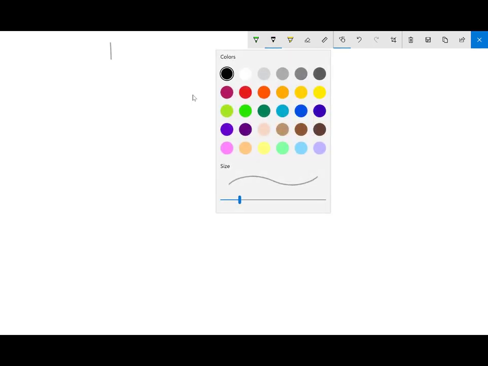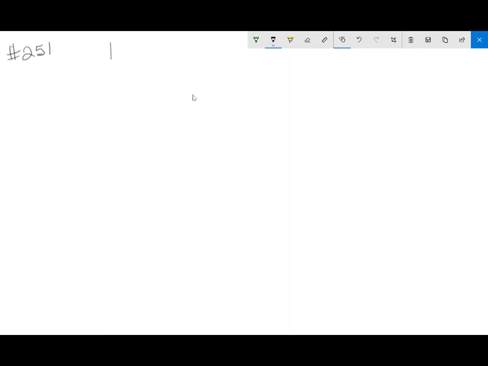What I want to do now is some examples. Okay, let's do some examples. The first example I want to do is on page 251, number 14.